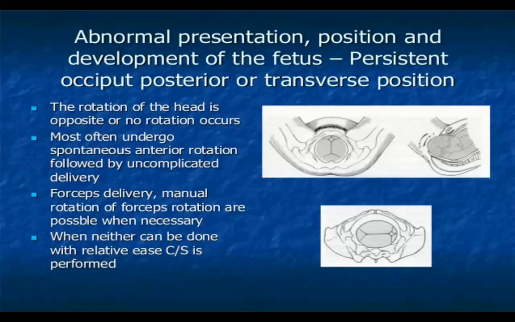What we see is that the rotation of the head is opposite, or no rotation occurs, which can lead to dystocia. Most often the head undergoes spontaneous anterior rotation followed by uncomplicated delivery, or if you do a forceps delivery, manual rotation or forceps rotation is possible when necessary. If neither can be done, then we can think about cesarean section.